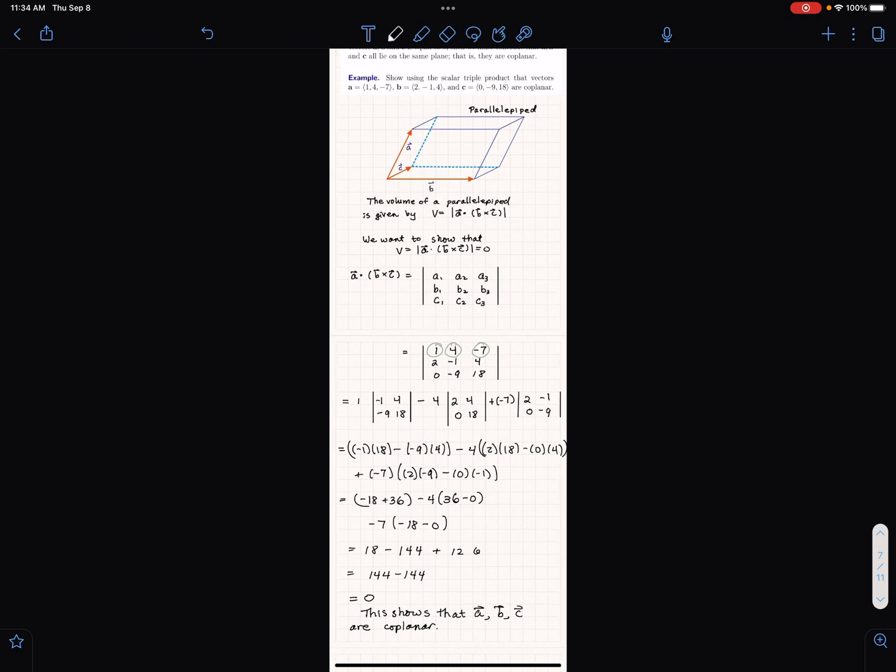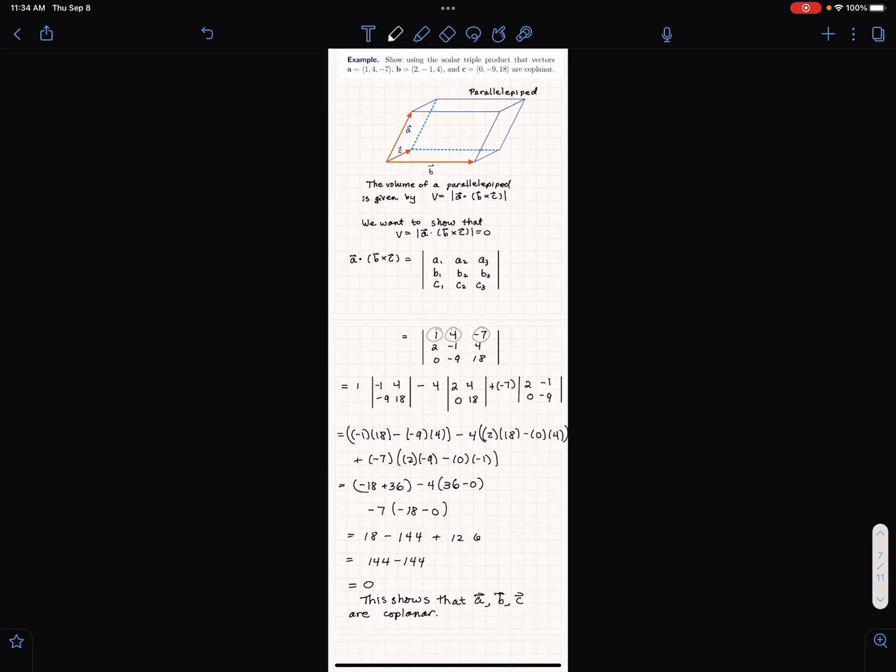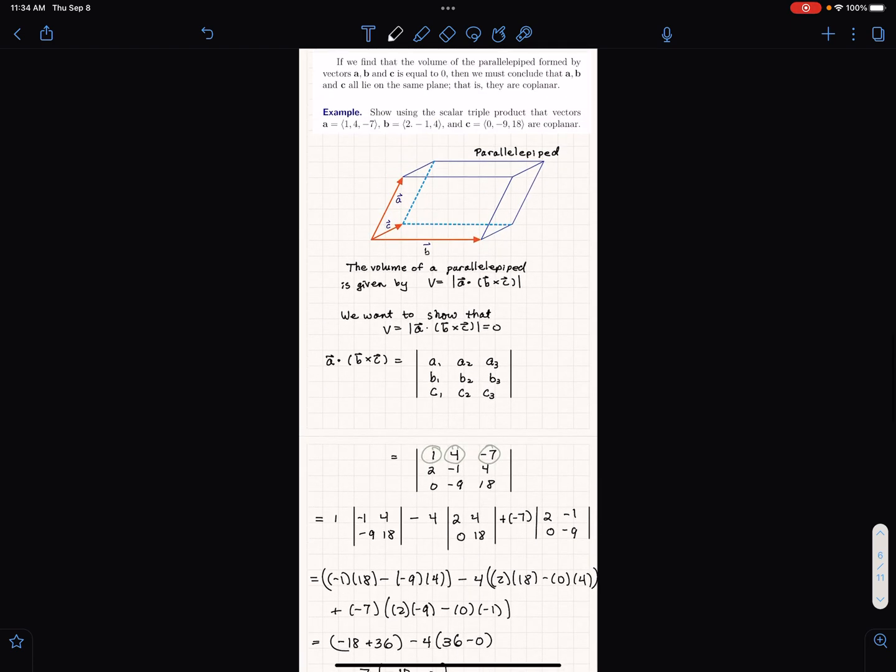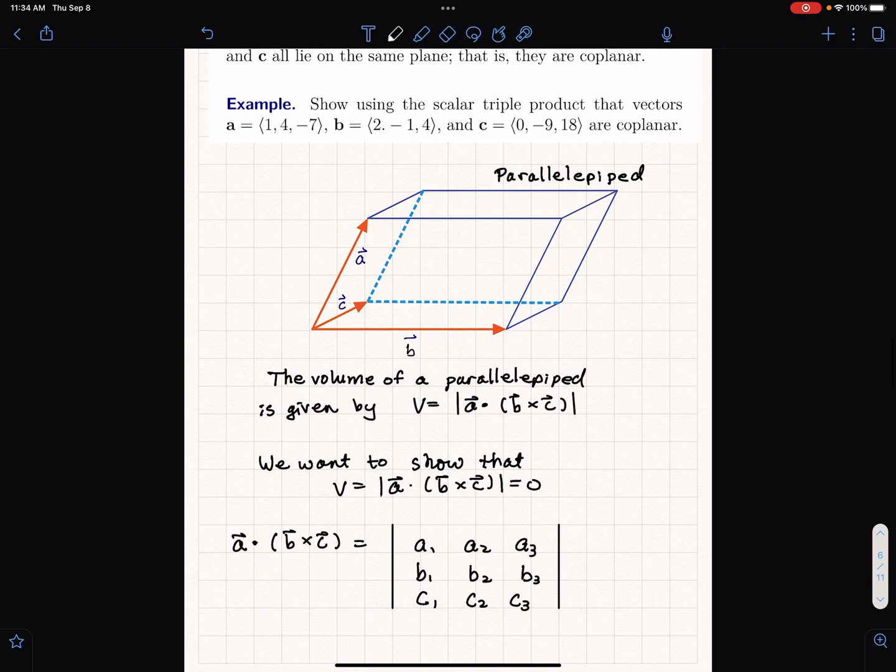So again, that parallelepiped that's shown does not correspond to those vectors. I don't know what we could call them, a different letter or something, but this is not the parallelepiped. For our parallelepiped, A, B, and C all lie in the same plane.